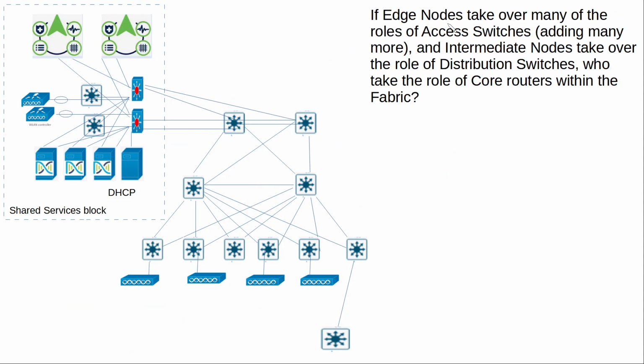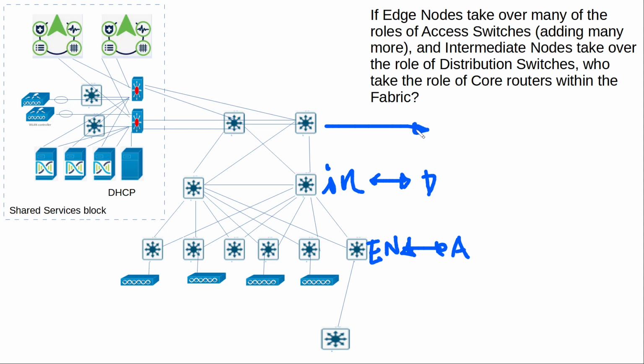Next question. If edge nodes take over many of the roles of access switches, so if edge nodes are taking the role of access switches and intermediate nodes take over the roles of distribution switches, who takes the role of core routers within the fabric? I think the question is quite transparent. The border nodes will take over the roles of core switches.